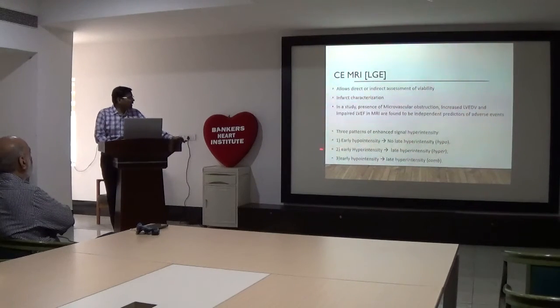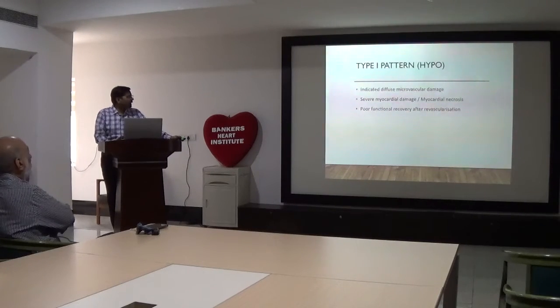The first one is early hypointensity and no late hyperintensity, meaning both hypo. That is the viable myocardium with no contrast uptake. The second is early hyperintensity and late hyperintensity, both hyper, that is the infarct or scarred myocardium. The third is early hypointensity with late hyperintensity, that is a combination.